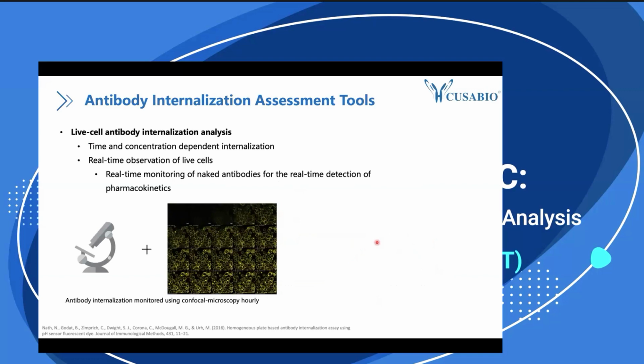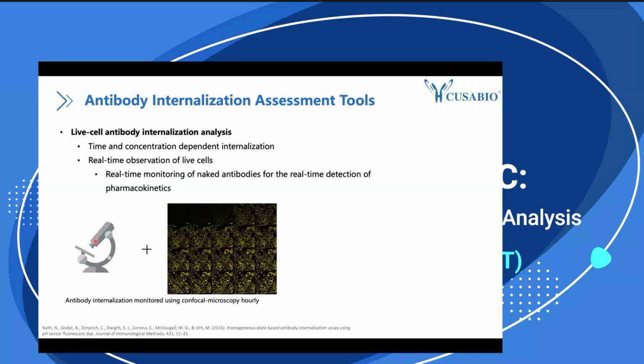The next one is the live cell antibody internalization analysis, which is actually based on the pH screening assay. This advanced analysis is a time and concentration dependent internalization assessment tool, because you can use it with different equipment, such as the confocal microscope I put here. But instead of a microscope, you can also use an imaging-based system or some other compatible instrument.